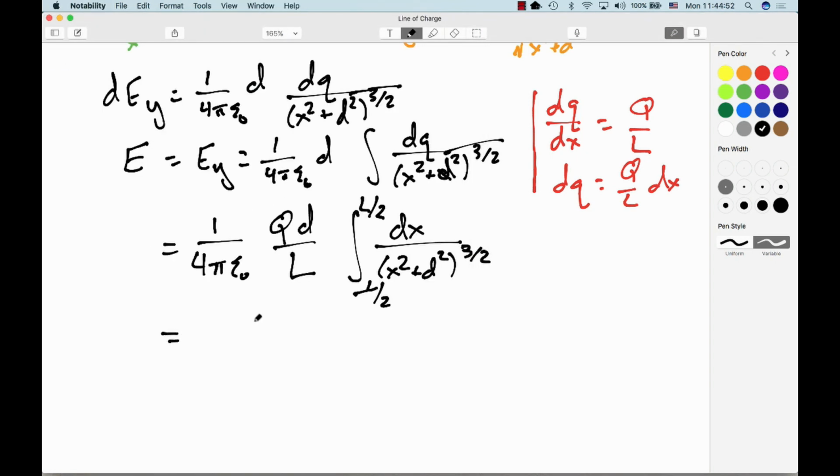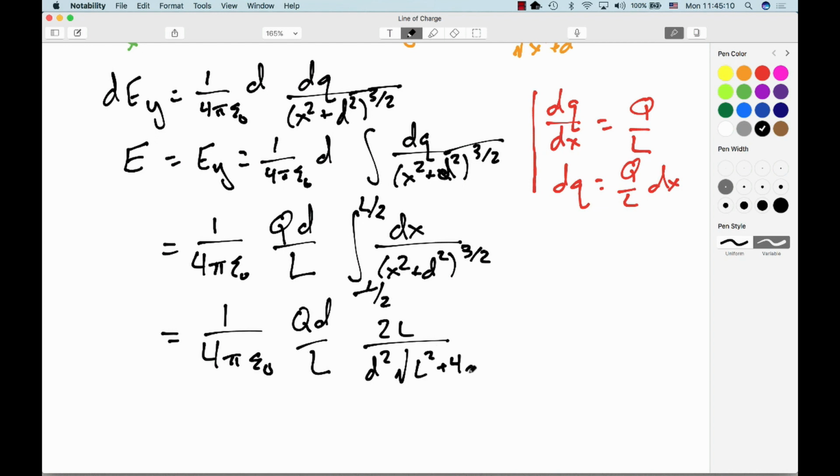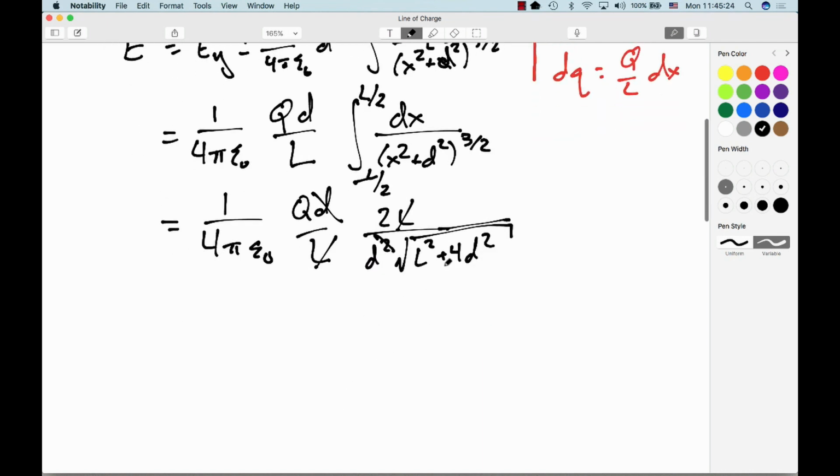So now my electric field strength is 1 over 4 pi epsilon naught qd over L, and then we put in what the integral evaluated to. That was 2L over d squared times the square root of L squared plus 4d squared. All right, we can cancel these L's and 1 power of d there. That's about as much as we can get cleaned up.